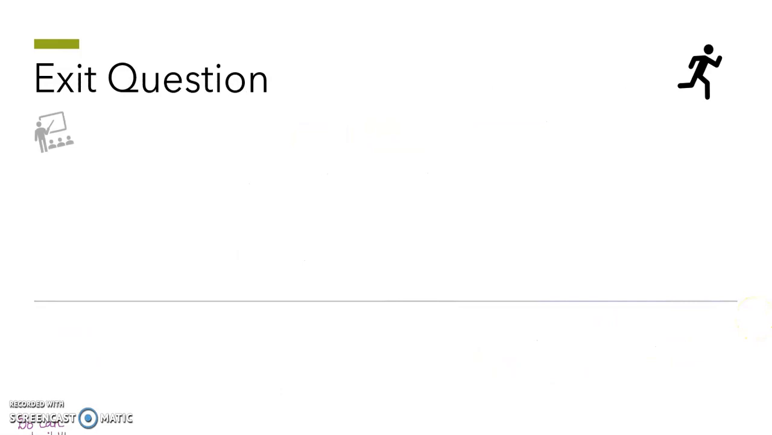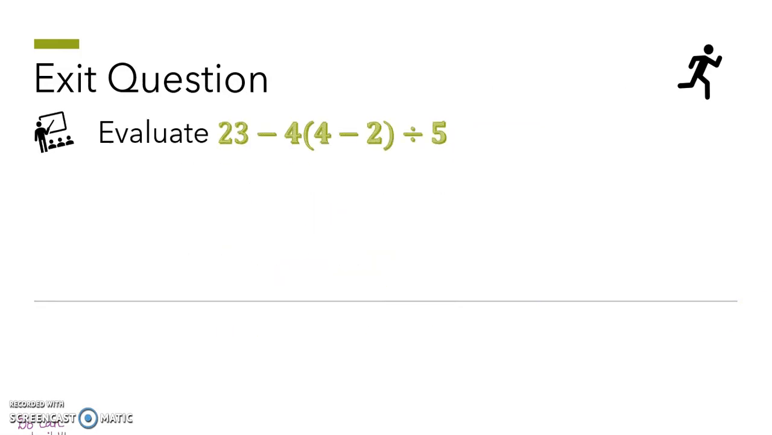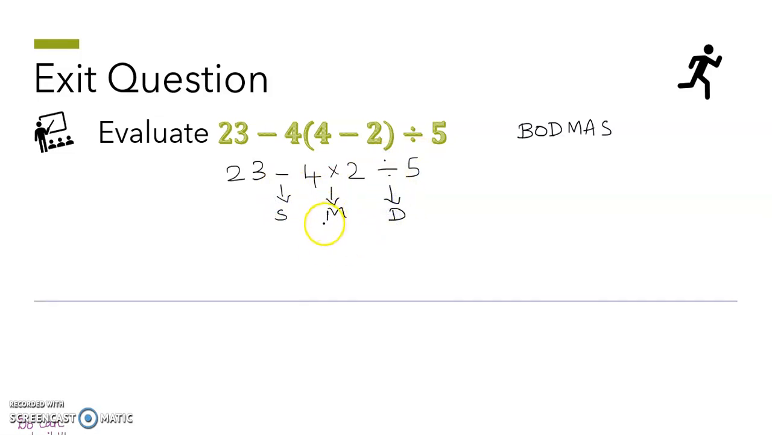So let's wind up the video with a short exit question. So can you all evaluate this? The rule is BODMAS. So first let's clear what is within the bracket. So 23 minus 4. What is inside the bracket? 4 minus 2 is 2. Divide by 5. So you have here a subtraction, multiplication and a division. So what do you have to prioritize first? Division.